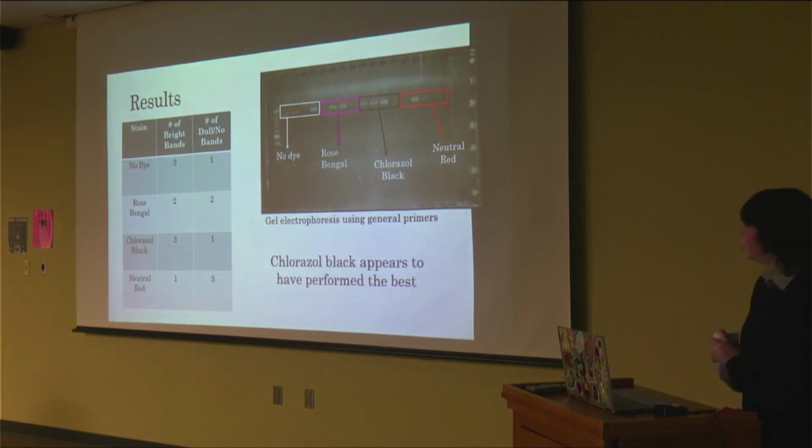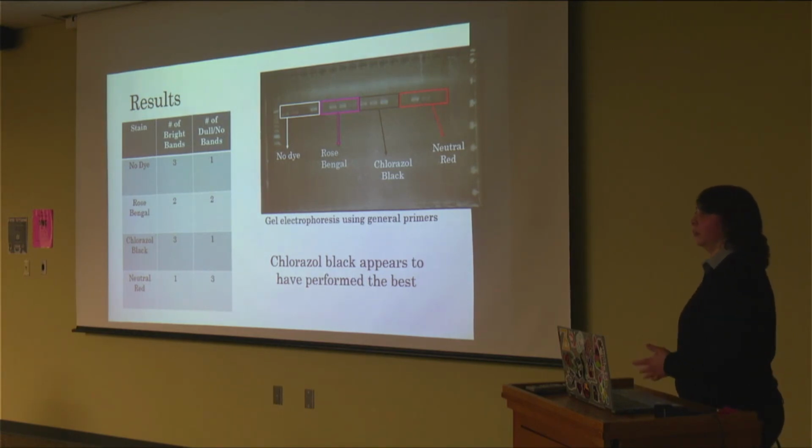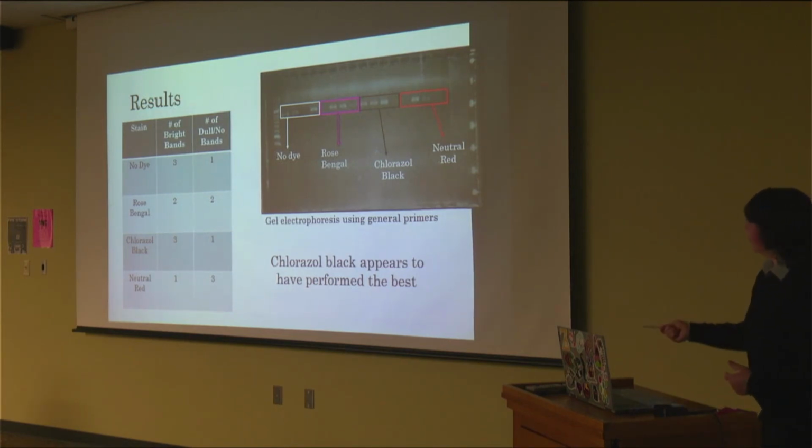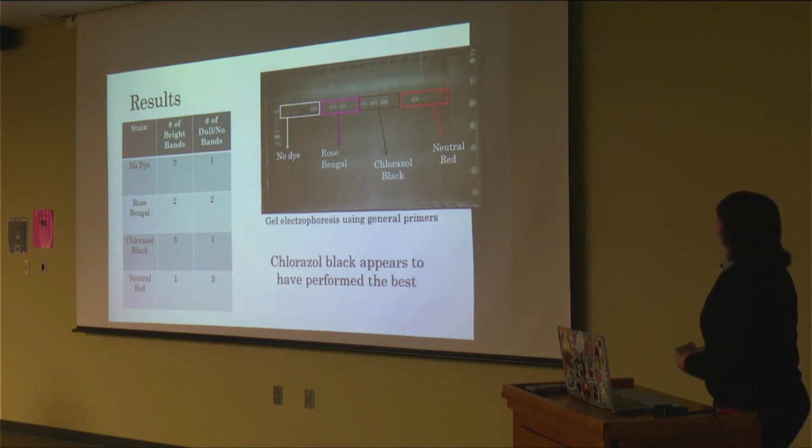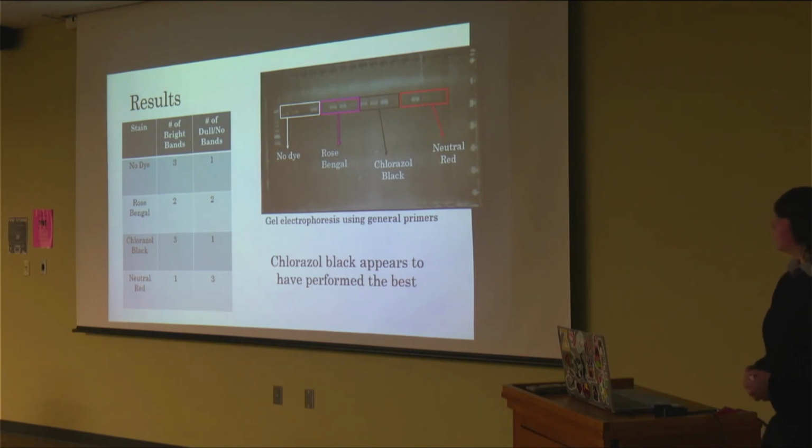So because we were unable to do any quantitative studies, we just did a normal PCR followed by an agarose gel electrophoresis, and we compared the number of bright bands versus the number of dull and/or absent bands. Ranking them from best to worst, we would start with chlorazole black, as it appears that the bands are similar, if not better, than our no-dye replicates. Rose bengal would follow right behind. Had a couple of bright bands, but it seems like those other two, one is faded and one is absent. And then neutral red was the worst. You can only see really one clear band, and the rest appear to have just not shown up.